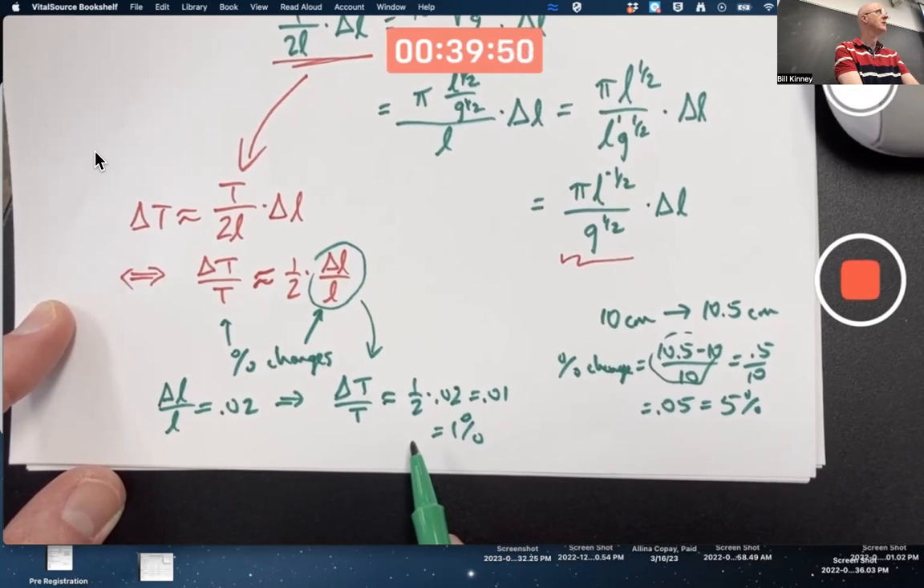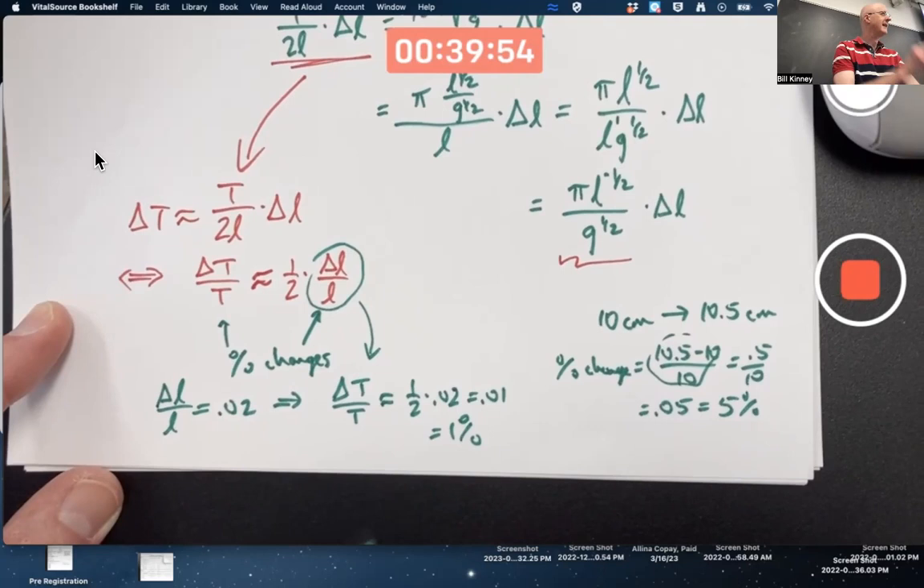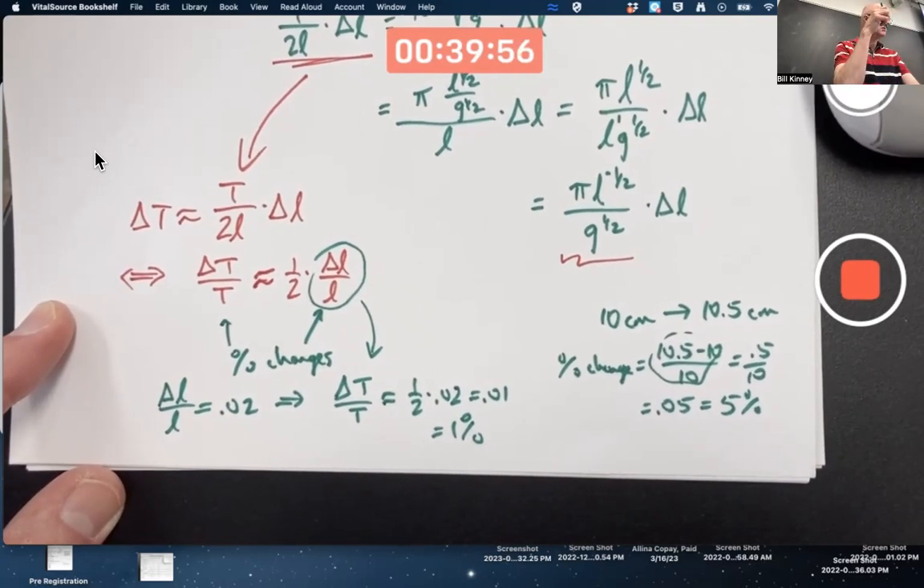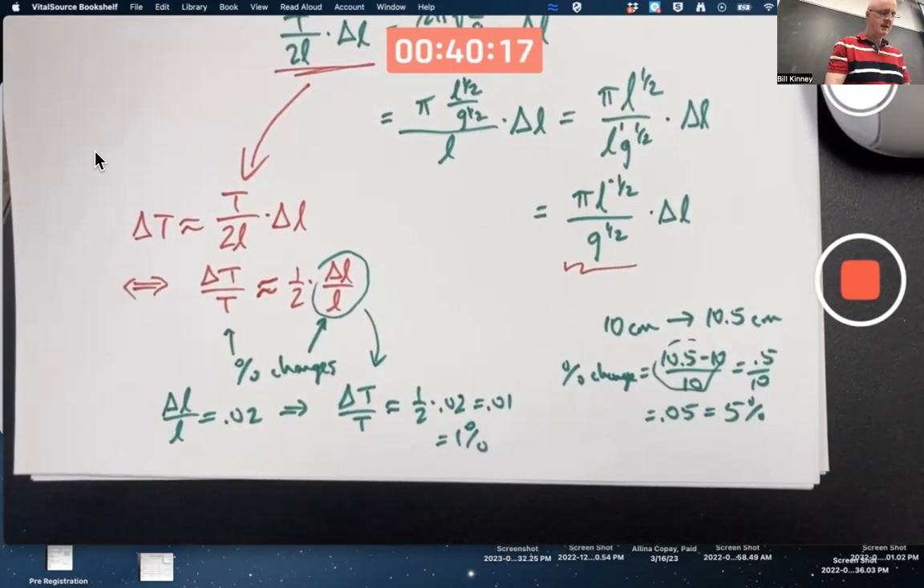A 2% longer pendulum makes the period 1% longer, meaning that the oscillation is slightly slower. If the original period was 2 seconds, the new period would be 2.02 seconds, 1% greater than 2. Right? Again, this kind of reasoning comes up all the time in science and engineering classes.